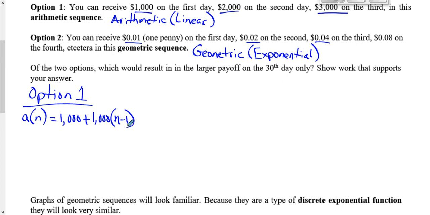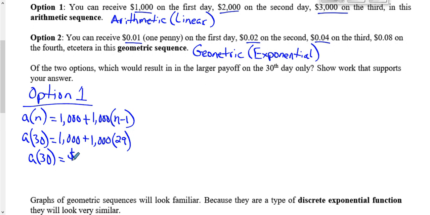Well, let's figure out what you'll get at the end of the 30 days. So A of 30 will be 1,000 plus 1,000 times what? 29. Where'd you get 29 from? n minus 1. My n is 30, so 30 minus 1. So how much money do you get for the 30 days in this option? $30,000. Hey, it's not bad.